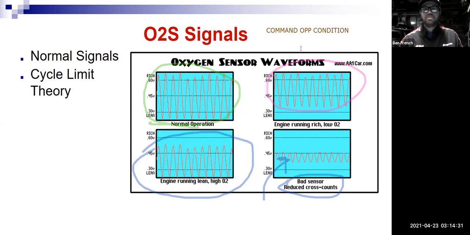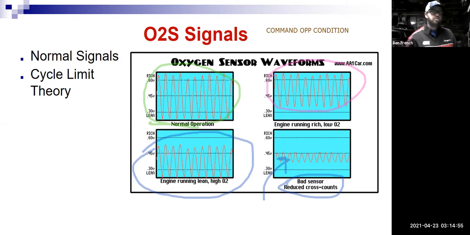So what does this mean? Well, if the O2 sensor was hanging out more at the top, it would be saying, hey man, you're rich, you're rich, you're rich. The computer's response would be, oh, try to run it lean. If the O2 sensor was low all the time, the computer would think, hey, the car is running lean, I'm going to try to run it rich.